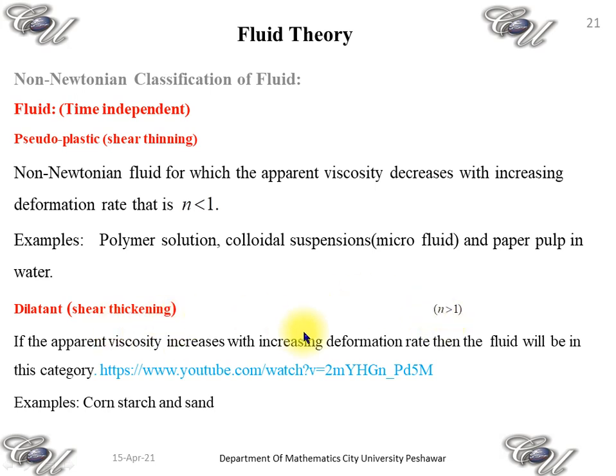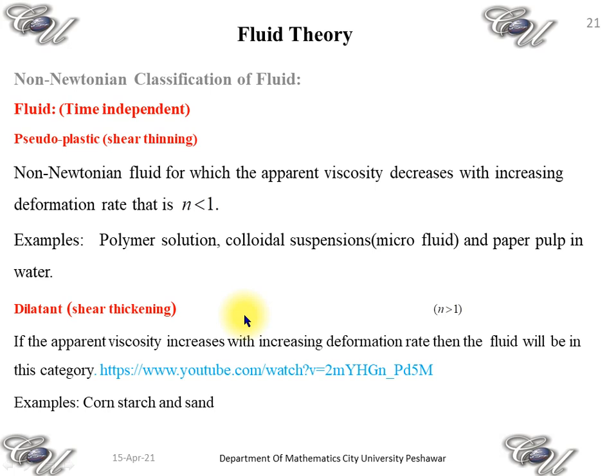Now the dilatant or shear thickening fluids, for which the behavioral index n is greater than 1. If the apparent viscosity increases with increasing deformation, while the deformation increases its viscosity also increases, then the fluid will be in the category of shear thickening.